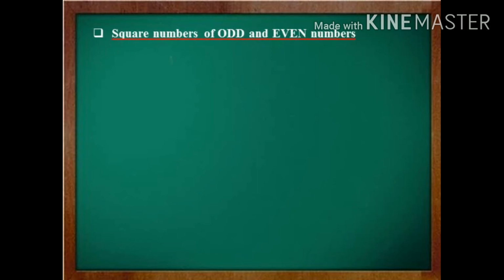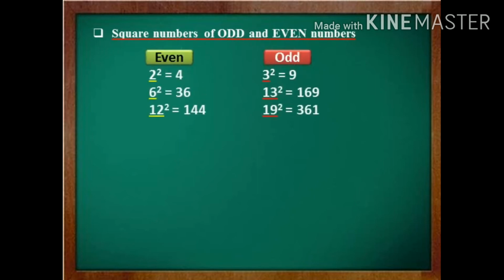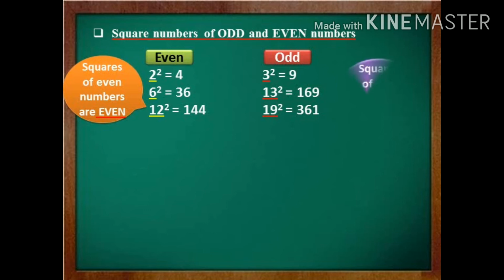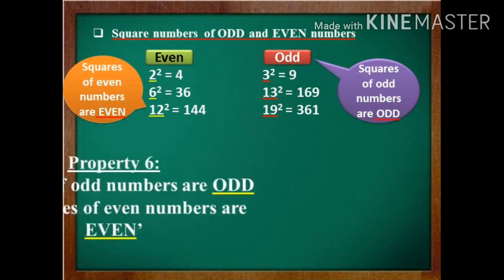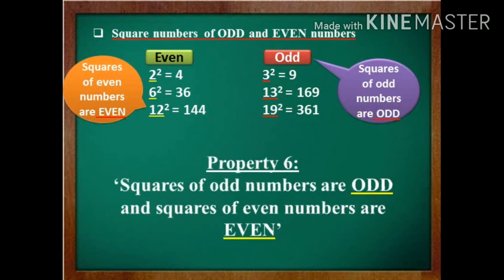Square numbers of odd and even numbers. Here 2, 6, 12 are even numbers, and if we see carefully, their squares 4, 36 and 144 are also even. In the second case, 3, 13 and 19 are odd numbers and their squares 9, 169 and 361 are also odd. This is property 6. Squares of odd numbers are odd and squares of even numbers are even.